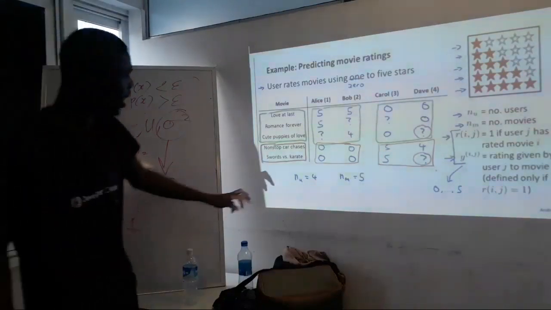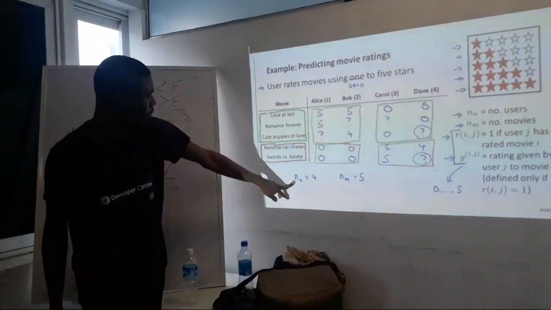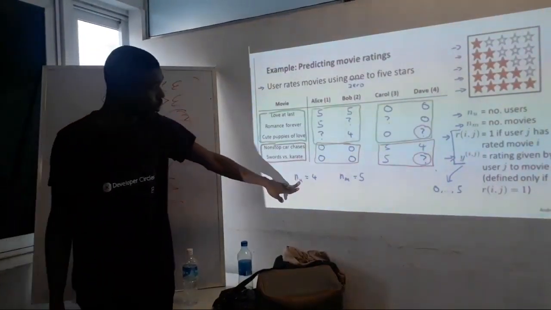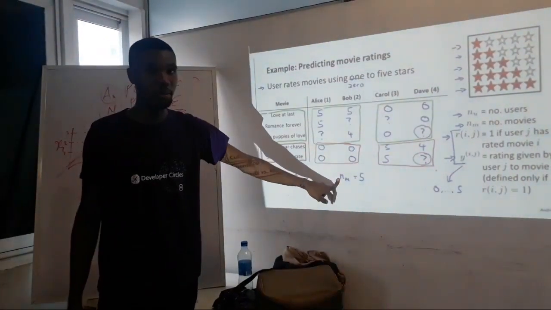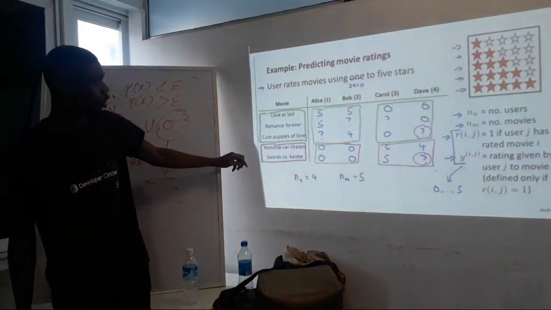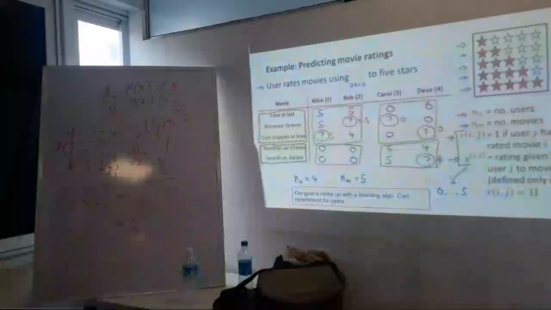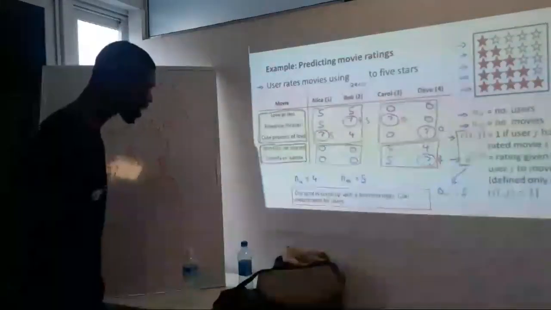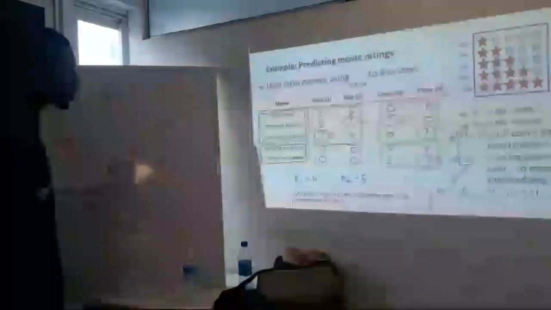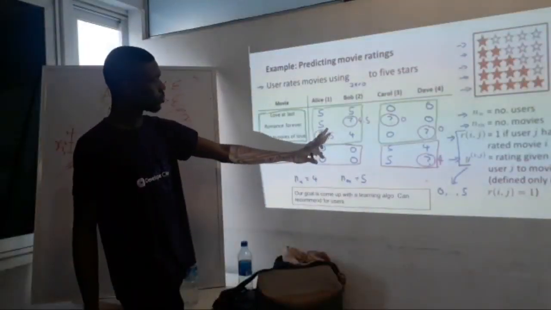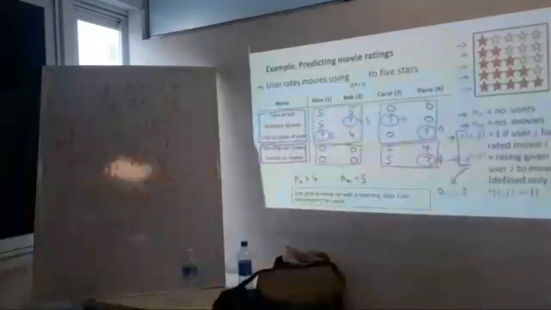So in this situation, we have this number of users, n_u, which is 4. And n_m, which is the number of movies. You understand this? So our goal is to come up with a learning algorithm that can recommend movies for users.